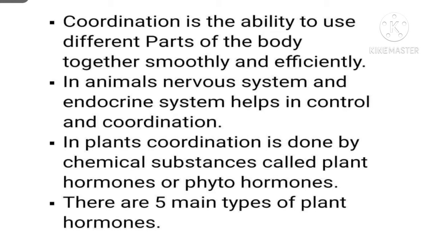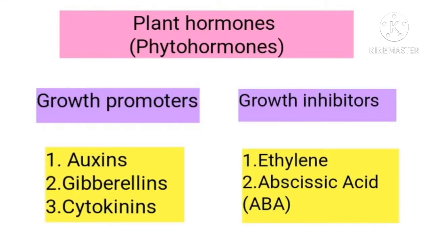So, in plants, coordination is done by chemical substances called plant hormones or phytohormones. There are five main types of plant hormones. The five plant hormones come under two categories: growth promoters and growth inhibitors. Under growth promoters, there are three hormones: auxins, gibberellins, and cytokinins. The primary function of these three is to promote growth.